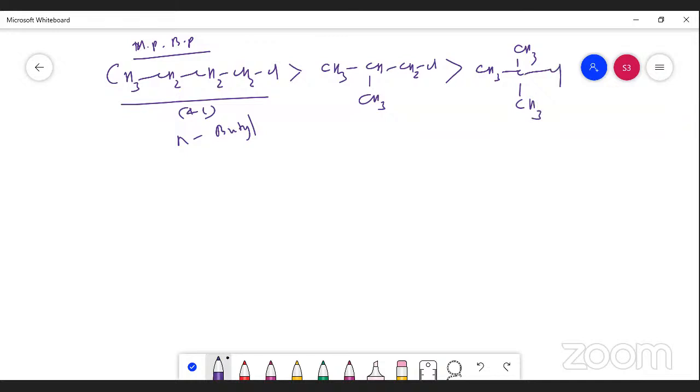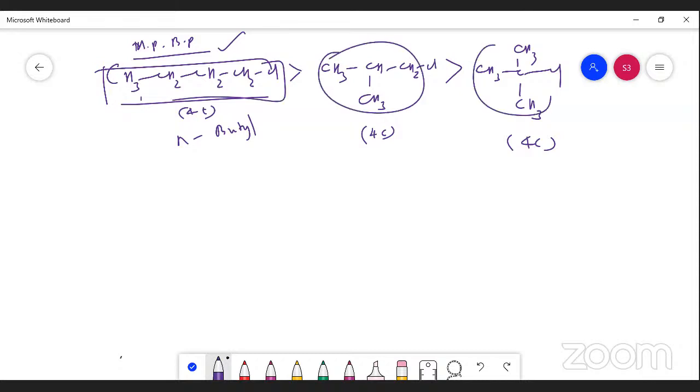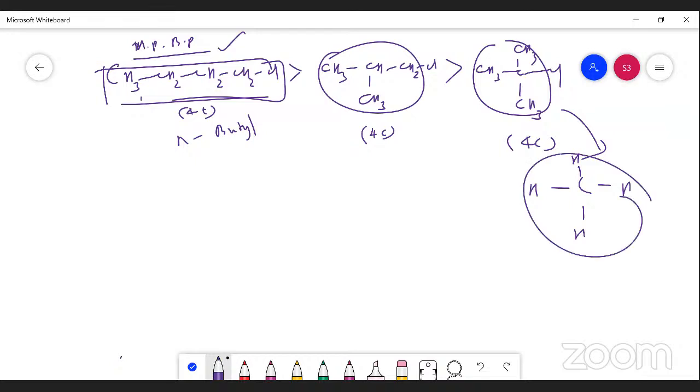But here, see, this also contains 4 carbon, this also contains 4 carbon, this also contains 4 carbon. But the surface is more, so more melting point and boiling point. Surface means the occupying space is more, but this occupying space is less. This occupying space is very less. It is equal to methane. That's why it has a lower boiling point and melting point. The surface is changing, so the melting point and boiling point also change. Like that, we can go for this concept.